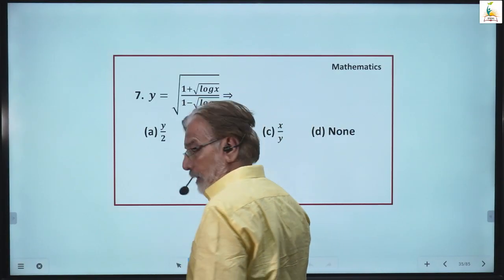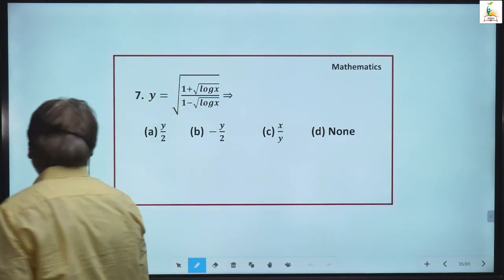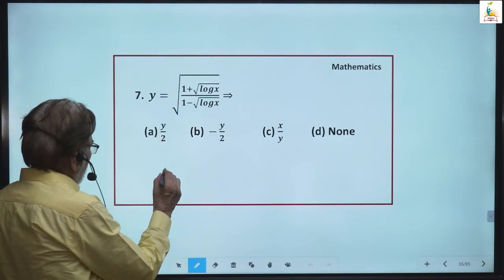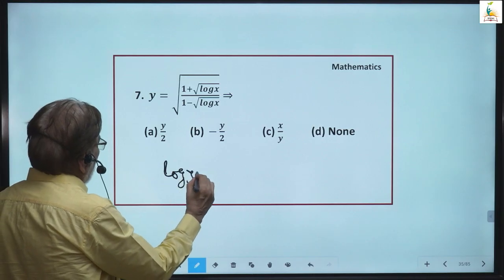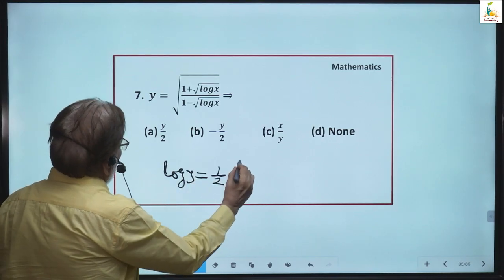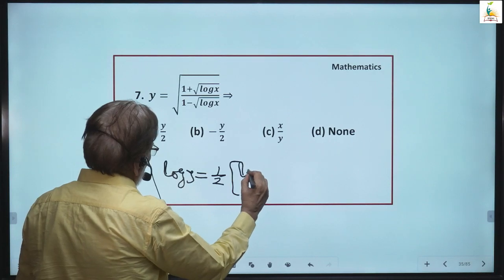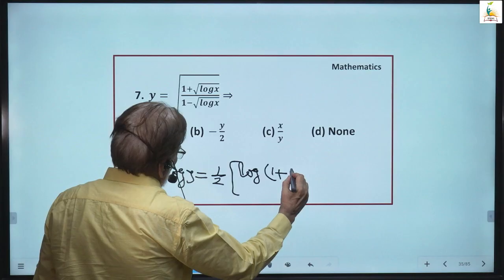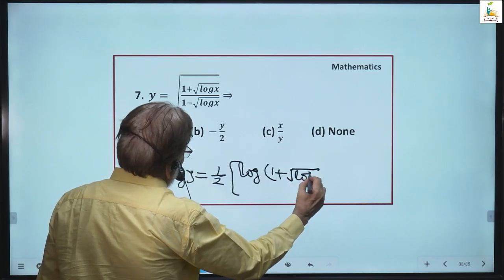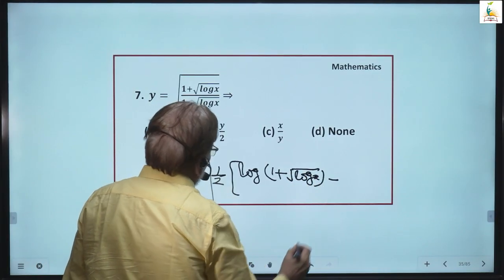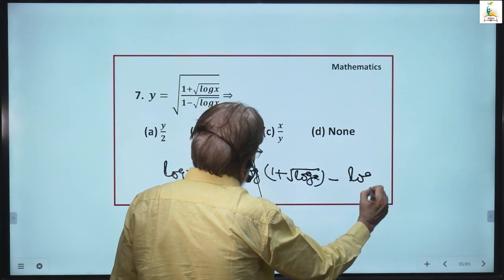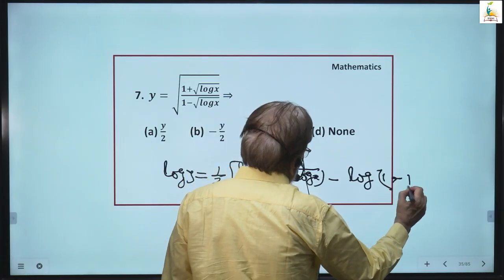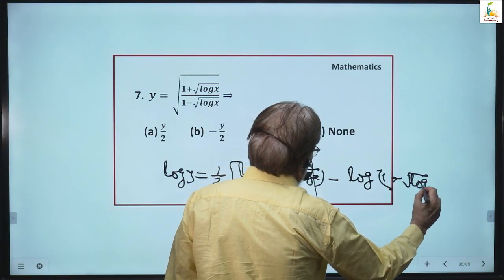y equal to under root of (1 plus root log x) upon (1 minus root log x). Same thing, log of y will be equal to half log of 1 plus under root of log x minus log of 1 minus under root of log x. Differentiate it and you get the answer.